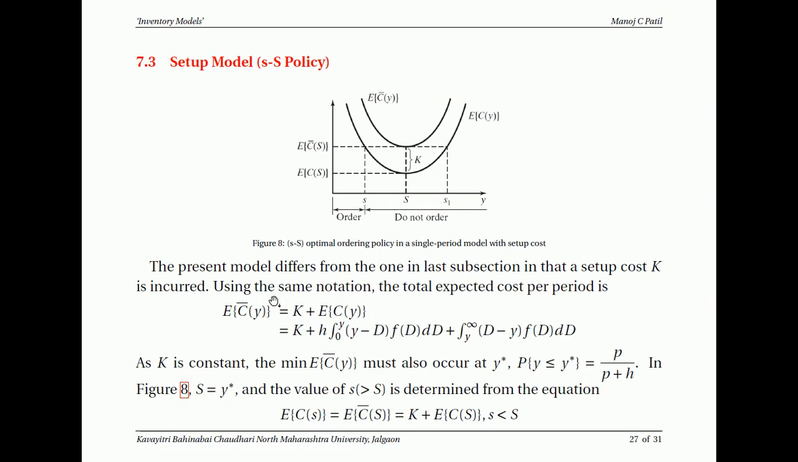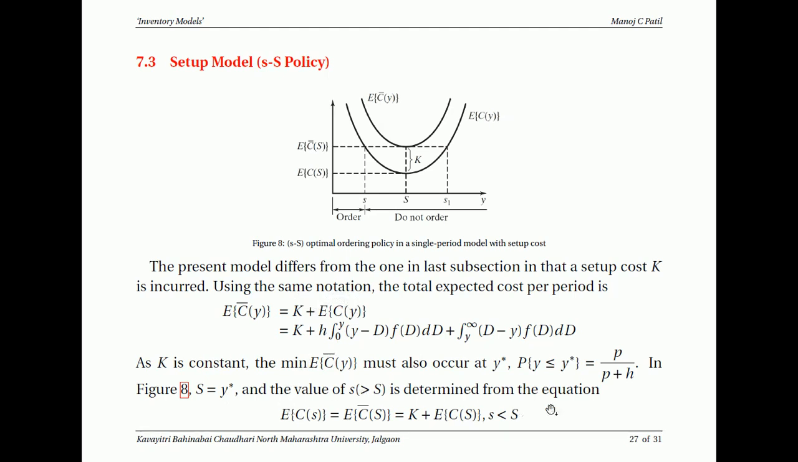Okay, the expected cost for the setup model is equal to the setup cost K plus the expected C of y. As K is constant, the minimum of the expected C bar of y must be at the same y star. But for y star we already calculated that the probability of y less than or equal to y star is equal to p upon p plus h. We have to use the same formula. So by using this equation, you can observe that the expected value of C bar of y is equal to K plus the expected value of C of y.